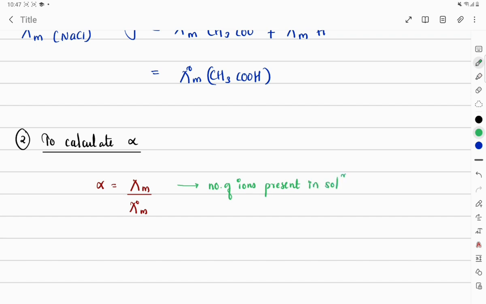So what does lambda 0m represent? Since it is at infinite dilution, we know that complete dissociation takes place and the maximum number of ions possible will be there in the solution at the time of infinite dilution. So this is the maximum number of ions present. So this ratio will actually give you alpha, and that is the second application. Problem on this topic.